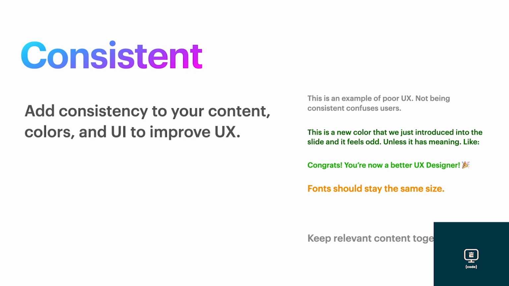So for example, if you want to give a success type of text to the user, like congrats, of course you can use green, but try not to use too many colors and too many different types of fonts and things like that. Try to keep it consistent, keep your fonts generally the same size, and keep relevant content together, right? So you see that text is all the way at the bottom, whereas it should be closer to the other text because they're relevant.